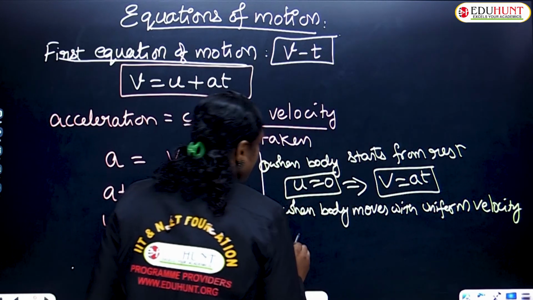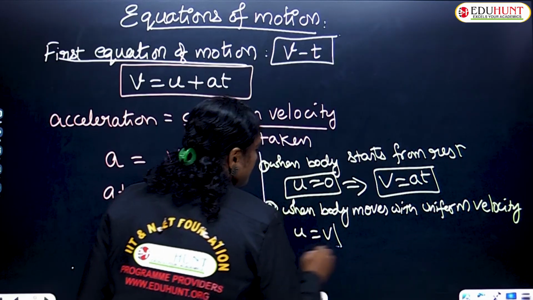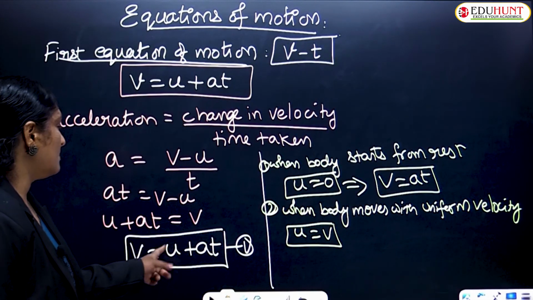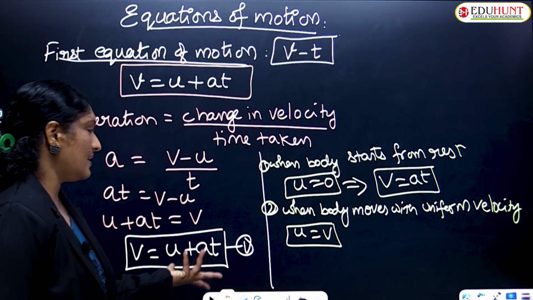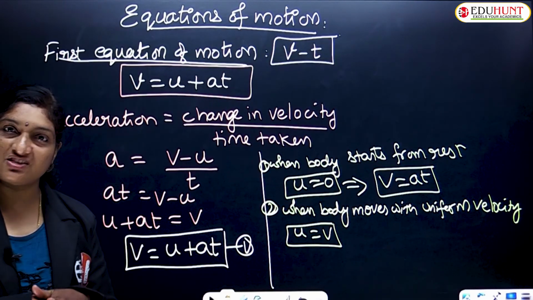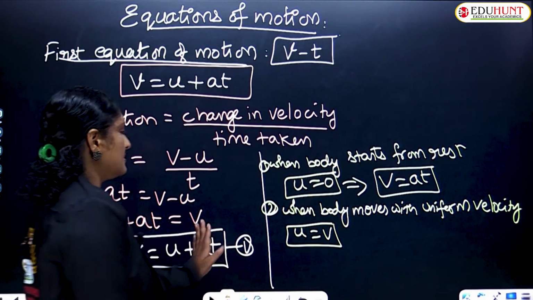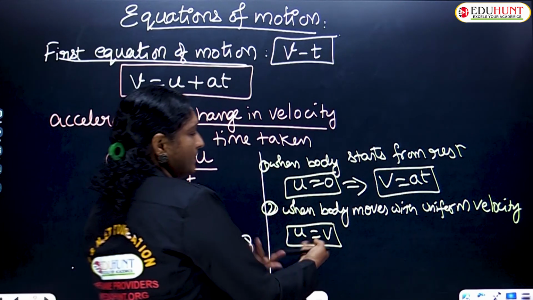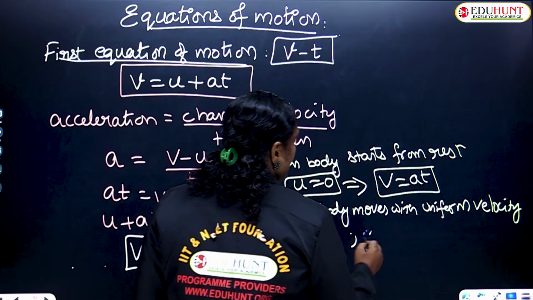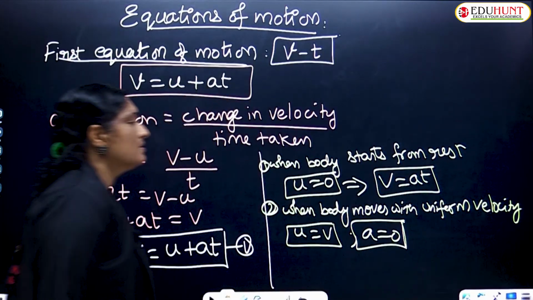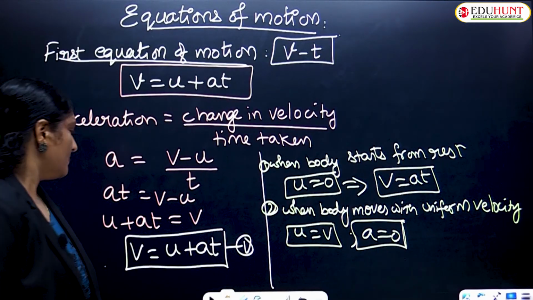In that case, we have initial velocity equal to final velocity. Whenever initial velocity is equal to final velocity, then acceleration is 0. Same velocity, so no acceleration. Acceleration equals 0, then u equals v, or a equals 0 or u equals v. So, whenever the body moves with uniform acceleration.